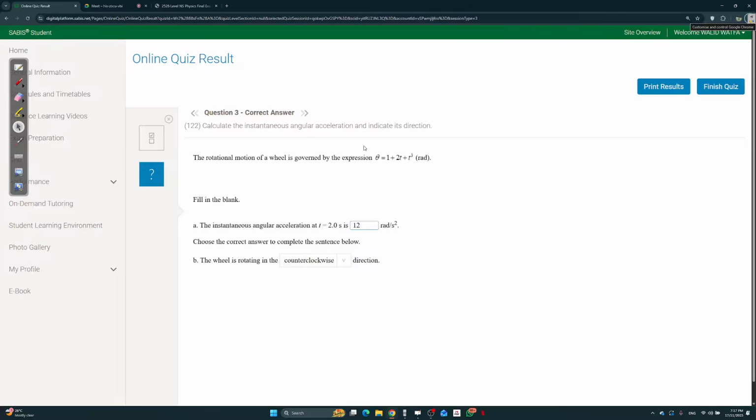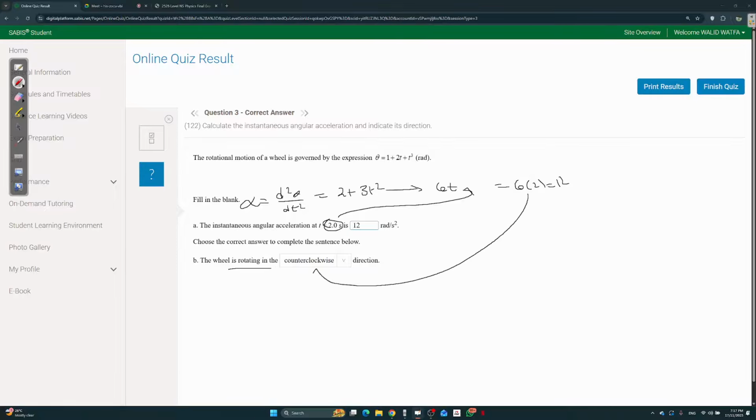Alright, over here, again, they give you theta, but now they want angular acceleration. Angular acceleration, alpha, is the second derivative of theta, so it's d squared theta by dt squared. So you have to differentiate twice. The first derivative will be 2 plus 3t squared. The second derivative will be 6t. Now they want it at 2 seconds, so you substitute 2 in it, and it becomes 6 times 2, which is 12. Over here, since it's positive, it's obviously in the counterclockwise direction.